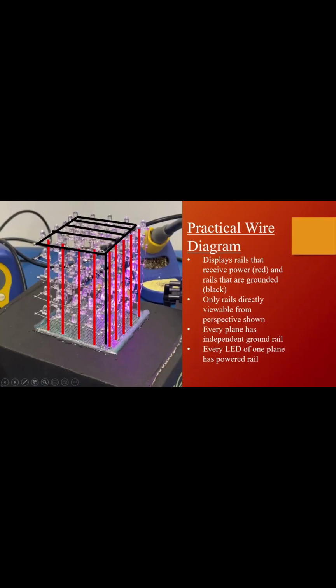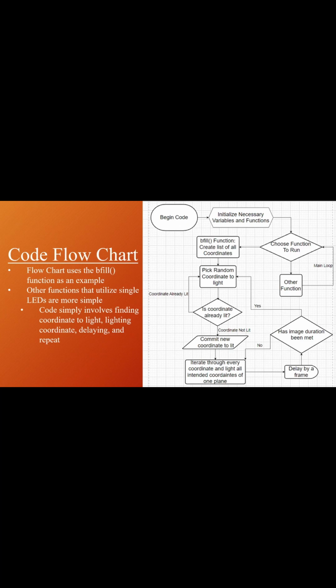Here's a diagram explaining how it works in 3D space. For clarity purposes, I've only shown which rails are powered or grounded in view of this perspective. In the top plane, all these rails are grounded to all negative nodes. This ground rail runs down to the breadboard and to that transistor. All vertical columns receive an individual powered rail using the shift registers.